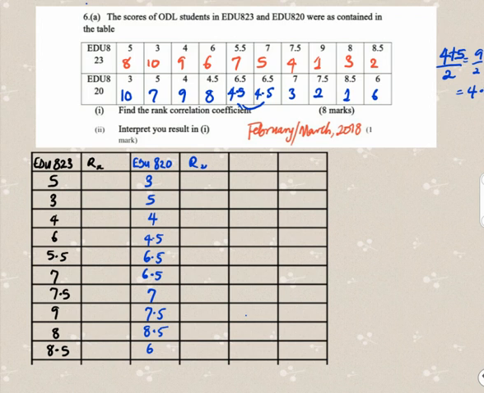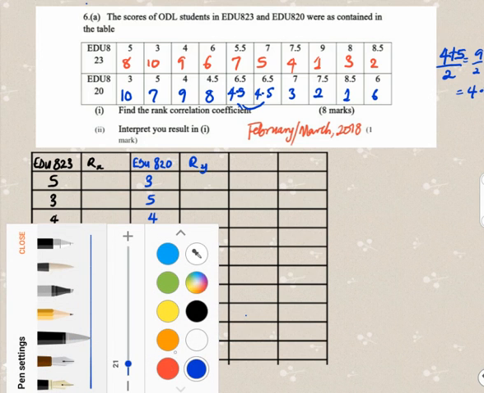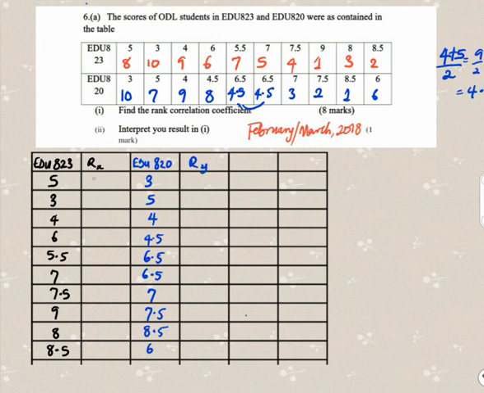For the rank of this, let's name this Y and this X. So here we have the rank for EDU823 with the score of 5, that is 8. Then 3, with the rank 10. Then 4, 9, 6, 7, 5, 4, 1, 3, and 2.